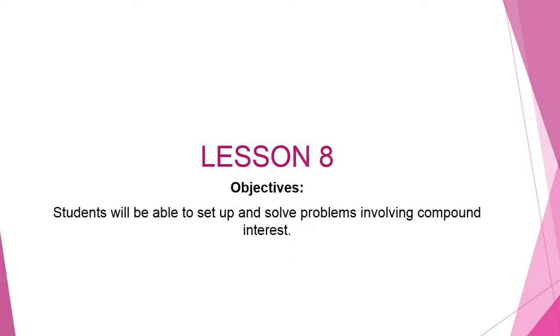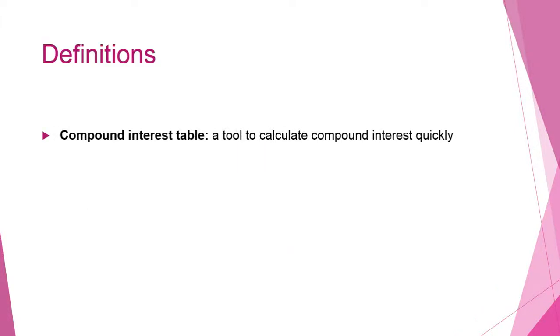The objective for lesson 8 is so you will be able to set up and solve problems involving compound interest. Let's go over some definitions. This one isn't really a definition. I just want to let you know that we do have a compound interest table for some of the questions, and really it's just a tool to calculate compound interest quickly. There are going to be questions where they don't give you the table and you actually have to calculate the compound interest. The table gives it to you already.